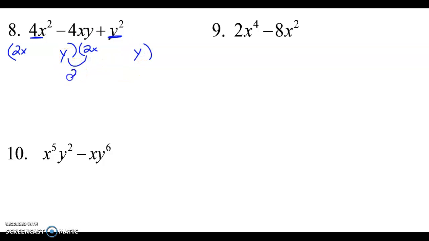Notice your inside would be 2xy. Your outside is also 2xy. But I want minus 4 of them. So both of those need to be negative.